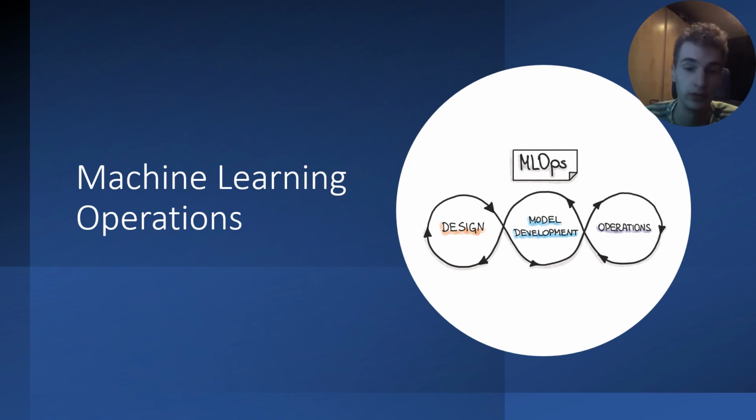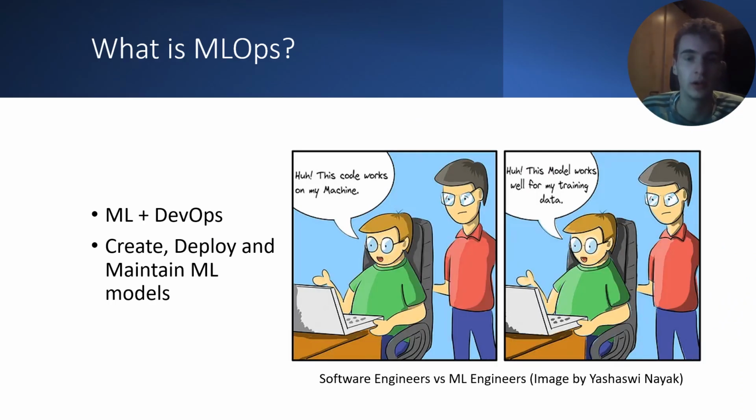Today we will introduce the subject of machine learning operations, or in short MLOps. So what is MLOps? MLOps is a combination of machine learning and DevOps. Machine learning is the practice of training models so that a machine can learn and solve problems on their own. And DevOps is the integration and automation of software development and IT operations.